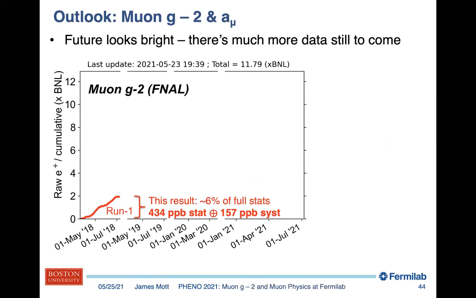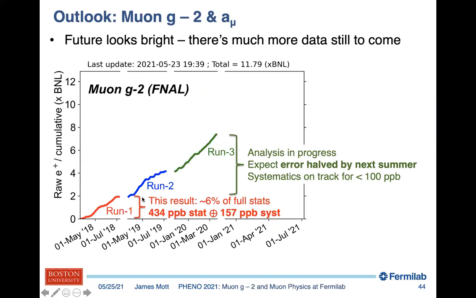Okay, so what's the outlook for G-2? Well, the future's looking really bright. There's a lot more data to come. Here we are. This is the data I've shown you today. There's a lot of white space on this plot, which you should be encouraged by. We took data in 2019 and 20, and we're analyzing this data right now. If things go according to plan and we don't have any unexpected surprises, then we're expecting to halve the uncertainty and release a new result next summer.